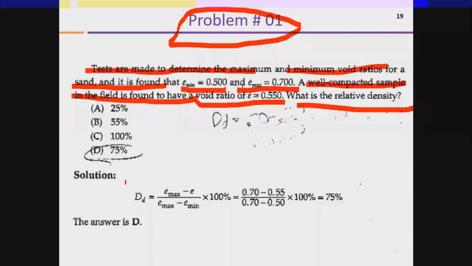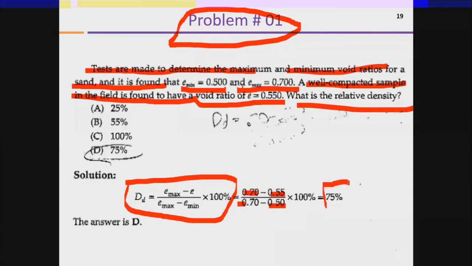So what is the expression? The relative density is (E max minus E) divided by (E max minus E minimum). E max is 0.7, E is 0.55, E minimum is 0.5. Solving this equation, you will have the relative density as 75%. So your correct answer is option D, which is 75%. This type of small numericals and MCQs may come in your competitive examinations.